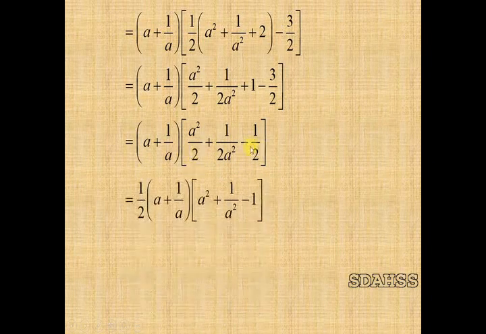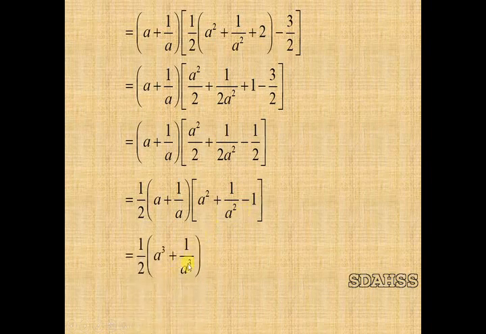Here 1 by 2 is common, so take outside. So you have 1 by 2 into a plus 1 by a, then a square plus 1 by a square minus 1. Now this is of the form a plus b into a square plus b square minus ab, that is a cube plus b cube, that is a cube plus 1 by a cube. 1 by 2 into a cube plus 1 by a cube.